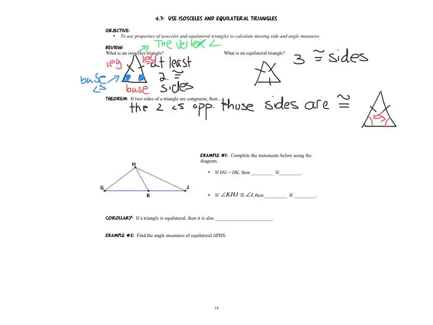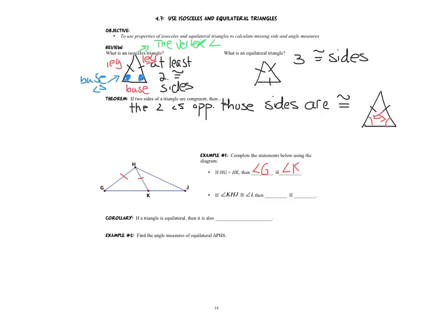All right, example 1 over here. If the length of HG is equal to the length of HK, I'm going to mark that in my picture by doing my tick marks, then what is congruent to what? Then we would know that angle G is congruent to angle K because they're the two angles that are across from those two congruent sides.